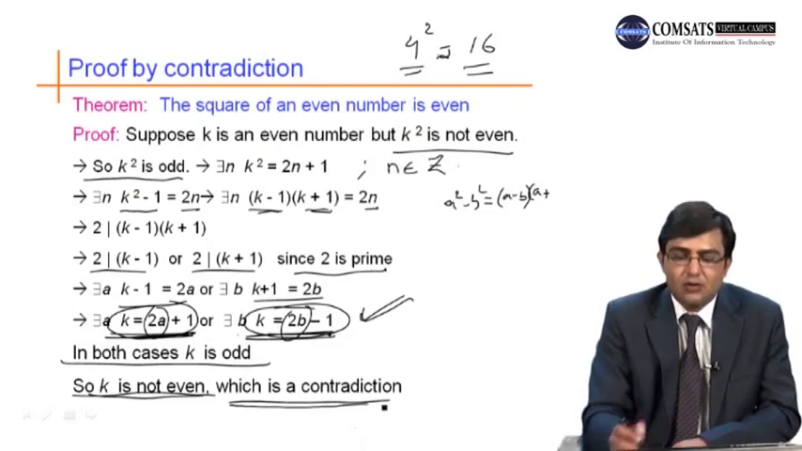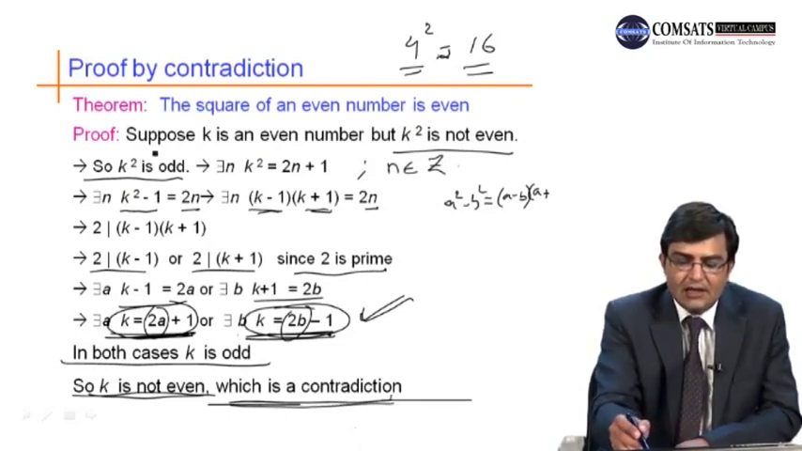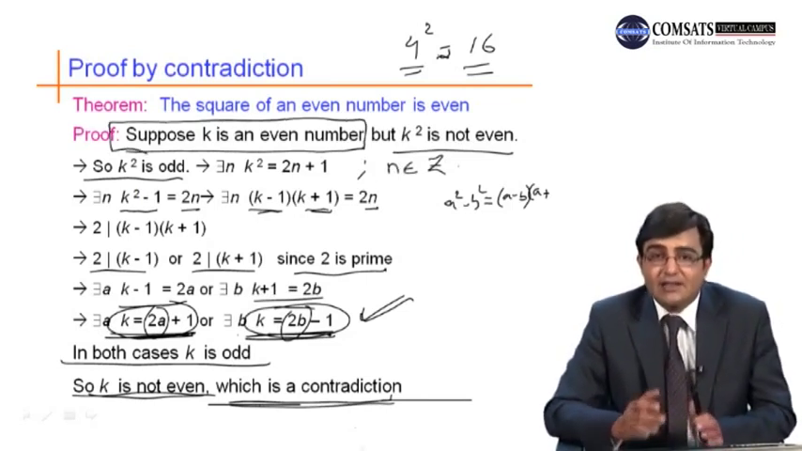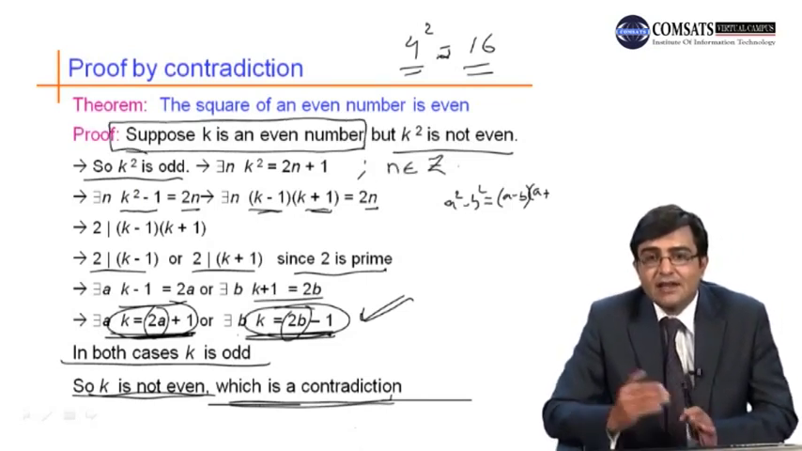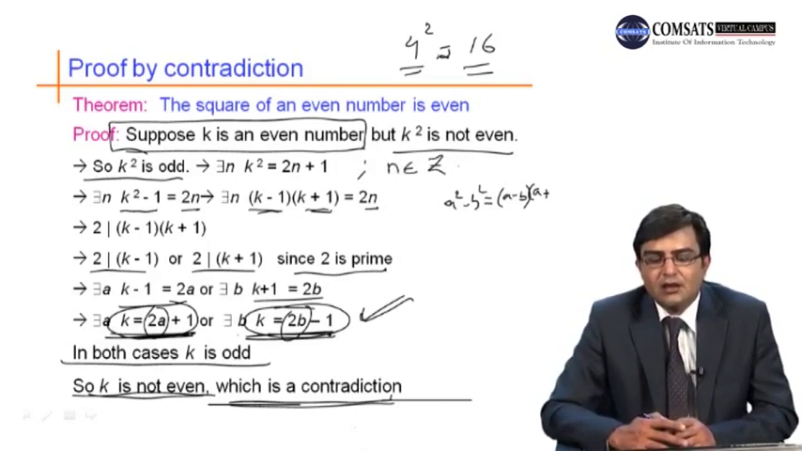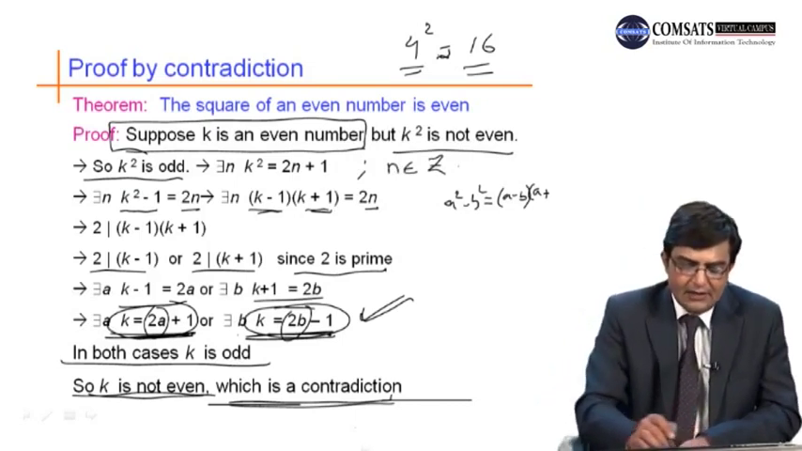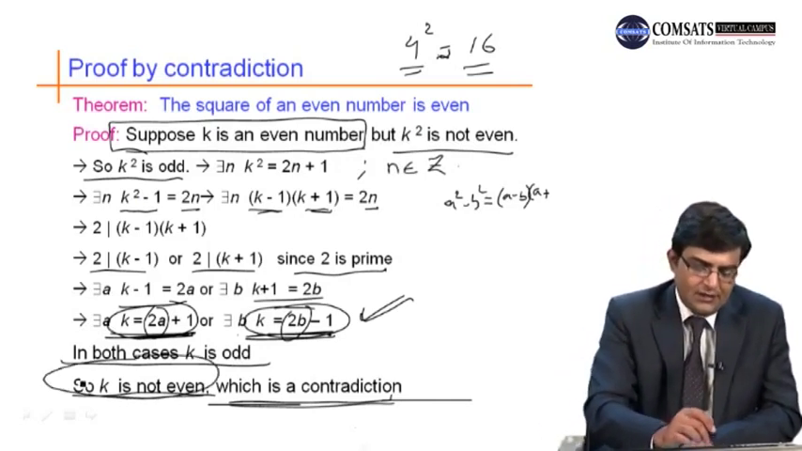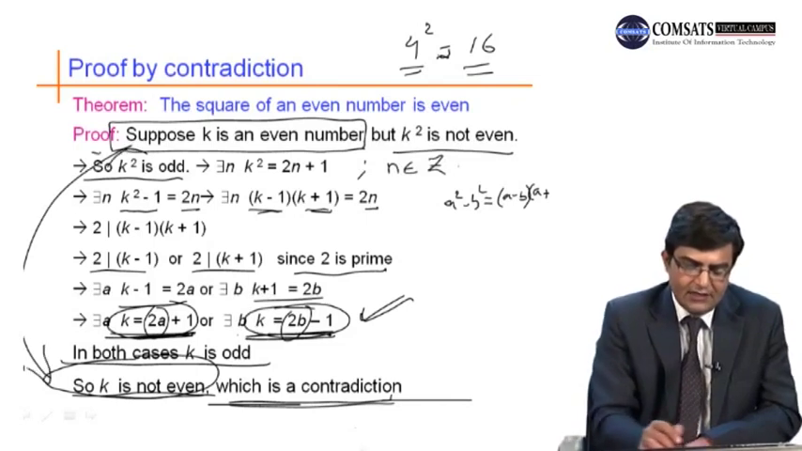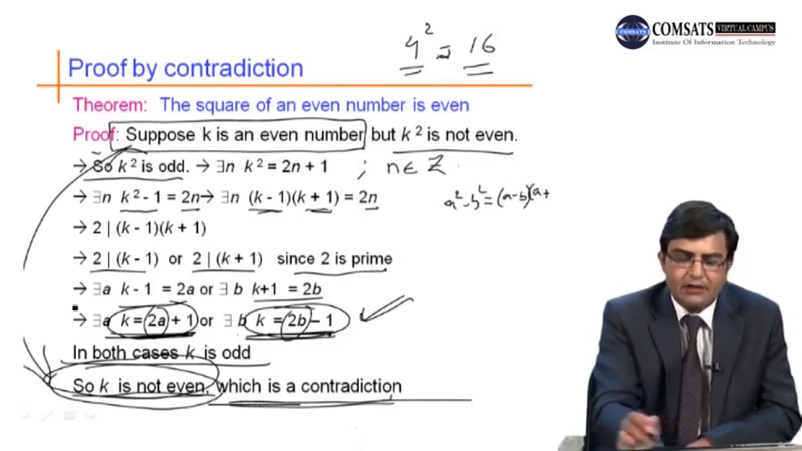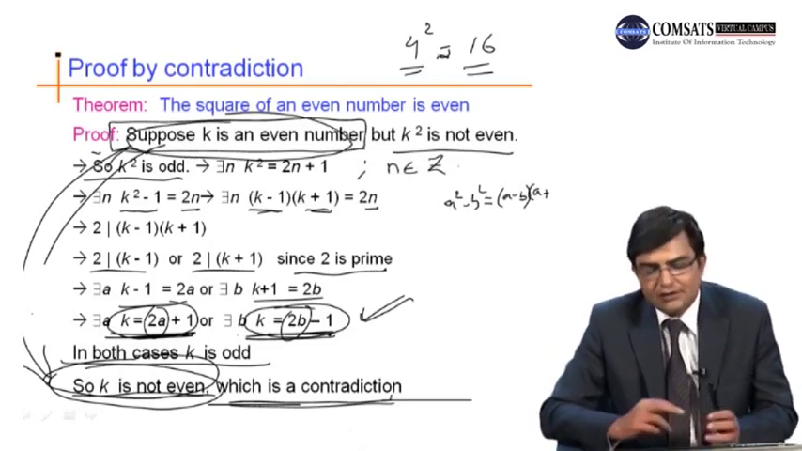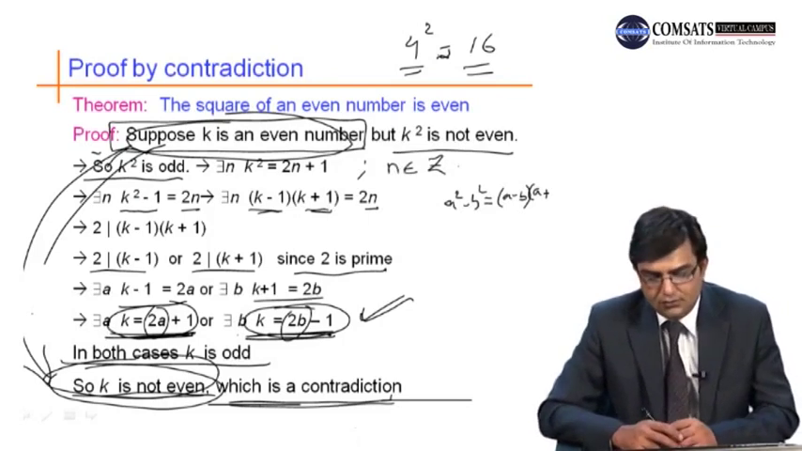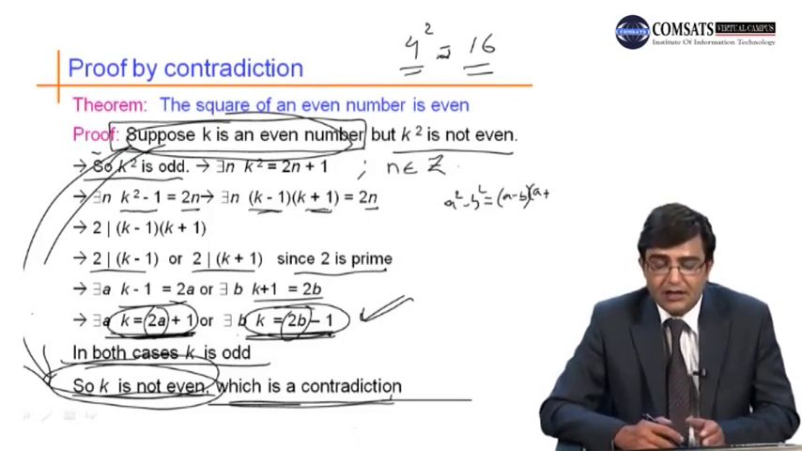Why is it a contradiction? Because we have supposed that k is an even integer, but its square is not even. So here we have arrived at k is not even, which is a contradiction to the supposition. Here we have that k is not even, and here we have that k is even. So these two statements are contradictory in this proof. So we arrive at a contradiction.